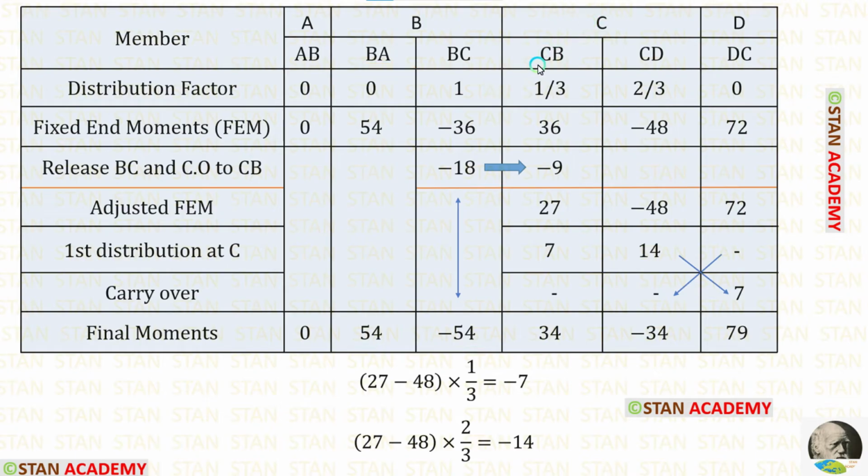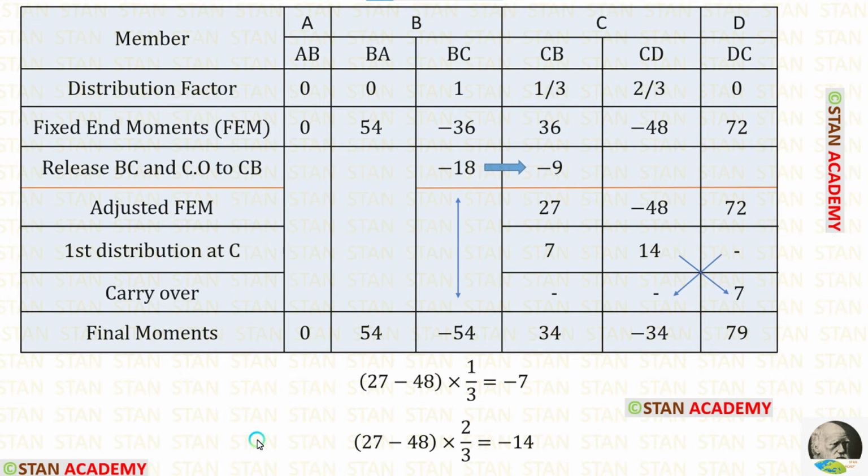First, let us make the distribution for CB. For that, we have to add these two fixed end moments. Then we have to multiply with the distribution factor at CB. When we do that, we are getting a negative value. So we are entering inside the table as positive. Now let us do the distribution for CD. For that, we have to add these two values, then multiply with the distribution factor at CD. When we do that, here also we are getting a negative value. So we are entering inside the table as positive.